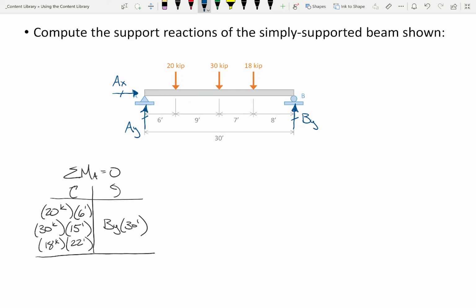Okay. So let's see, 20 times 6, that's 120. 30 times 15, what is that? 450. 18 times 22, I'm not that good, I got to look that one up on my cheat sheet. That's 396. So 120 plus 450 plus 396, what is that? 966. Okay, so 966. What are the units for that, by the way? That's a moment, so it's kip feet or foot kip, either one, doesn't really matter. Equals By times 30. So there's my equation, right? The sum of moments equals 0 basically means that this must equal that. And if I'm solving for By, I just divide both sides by 30.